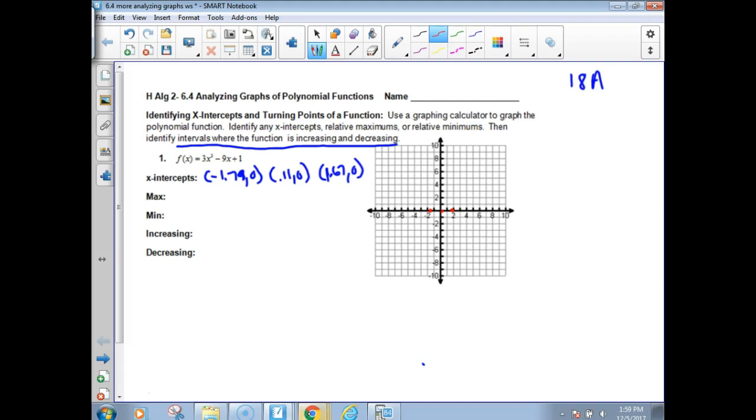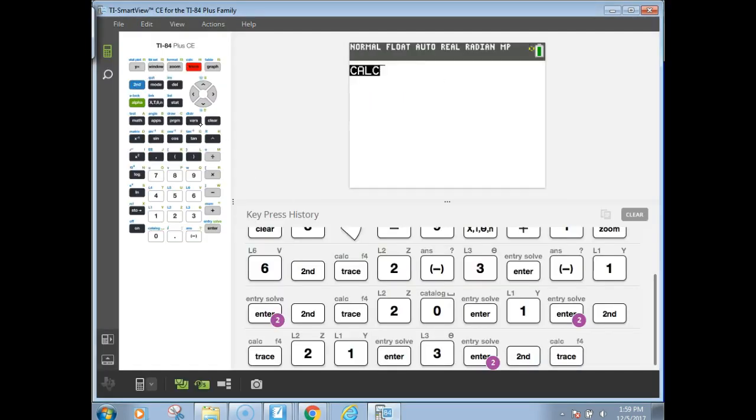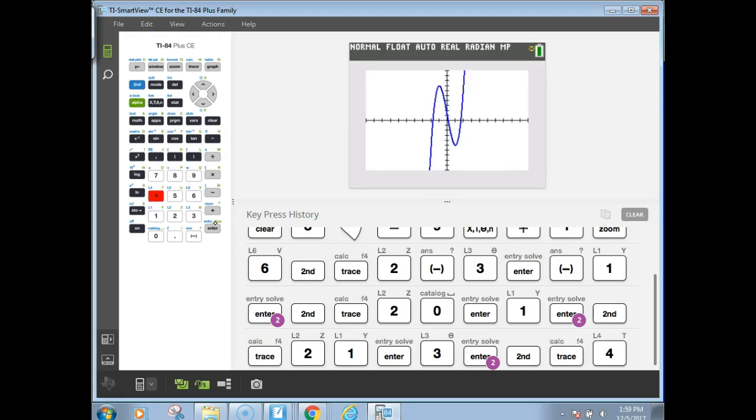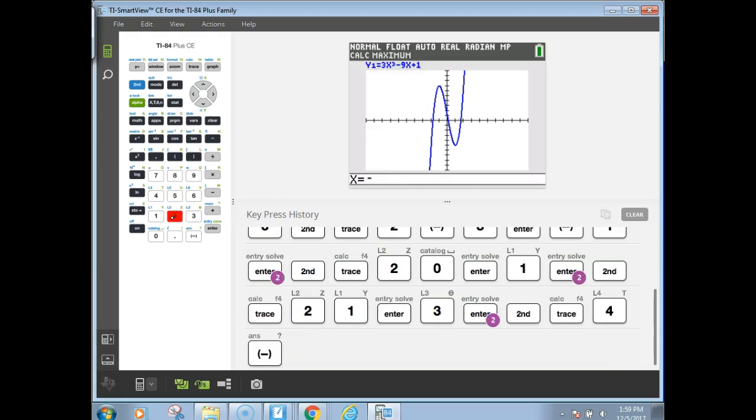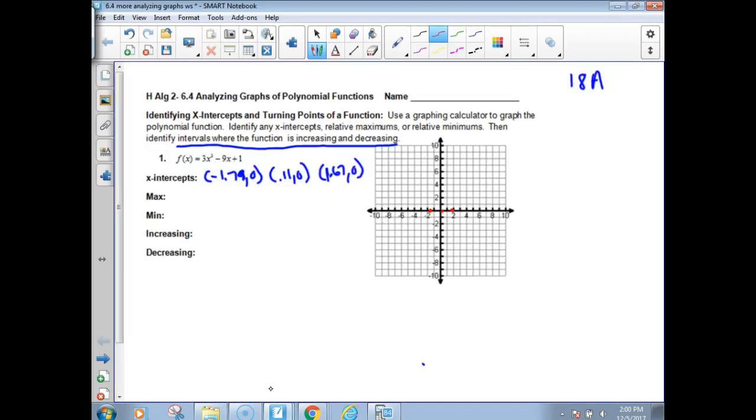Now I'm going to find the maximum and the minimum. Second trace, choice 4 for maximum. And that thing's between -2 and 0. So I'm just putting in x values that it's between. Got a left bound and a right bound. I hit enter, and it'll jump right on top of there, which is actually at -1.7. I'll plot the point.